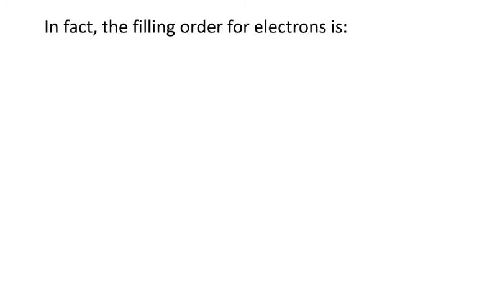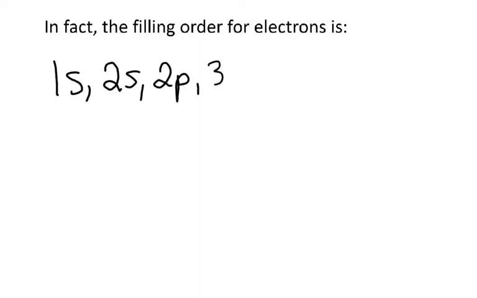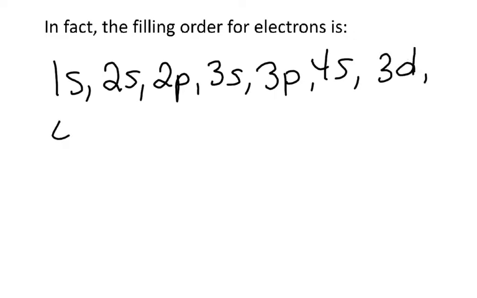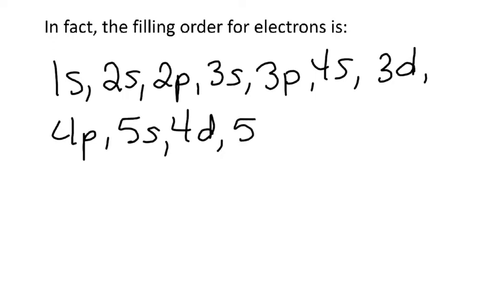So let's go up here. Okay, the actual filling order is, hang on a second. Okay, so it's 1s, 2s, 2p, 3s, 3p, 4s, back down to the 3d, then we go to 4p, and then we do 5s, 4d, then 5p, and then 6s.